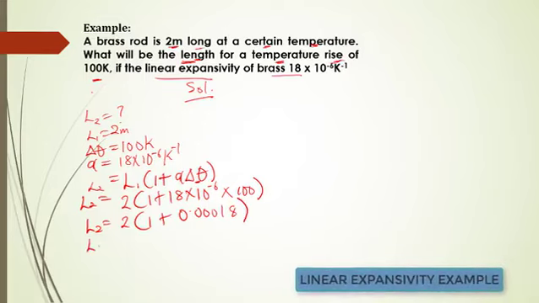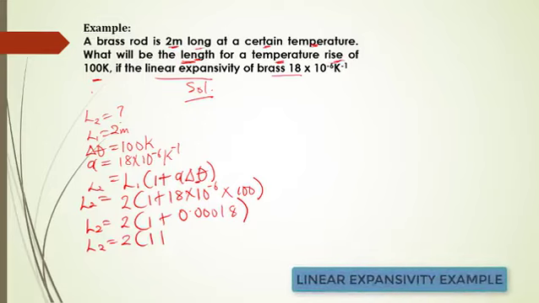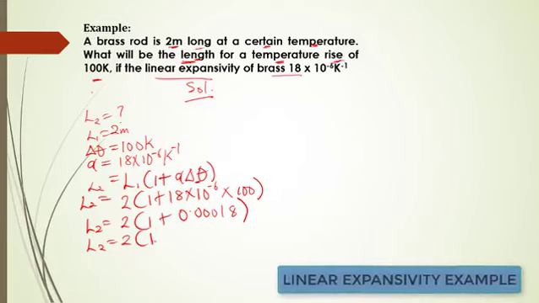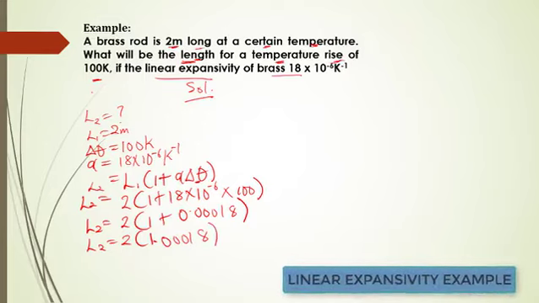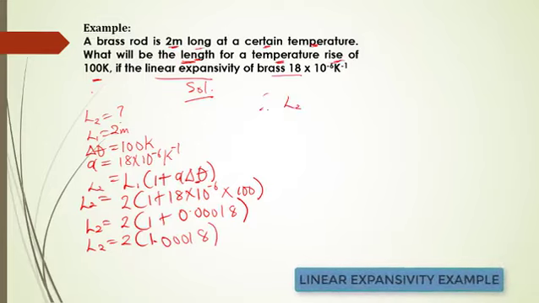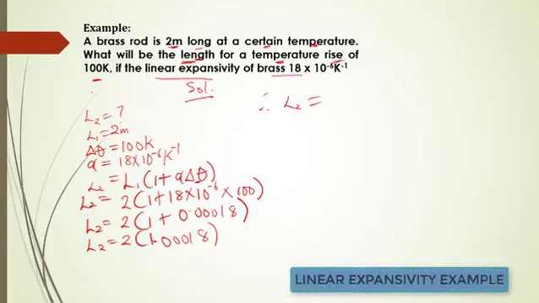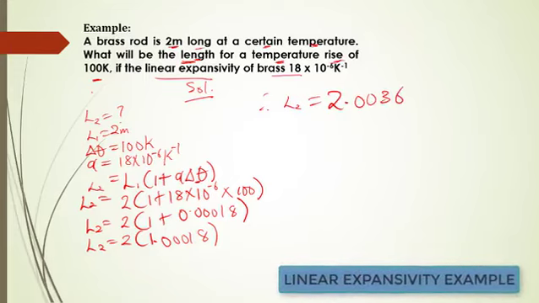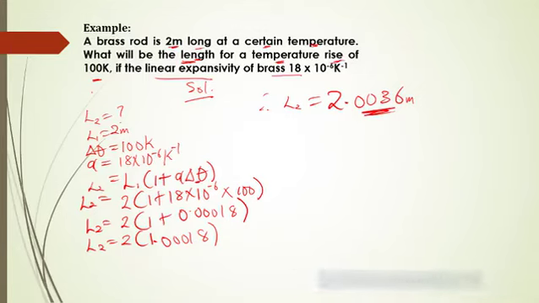0.00018. So all we just have to do to find our L2 is going to become 2 bracket 1 plus everything here. Everything inside the bracket, when you add 1 to it, is inadvertently going to become 1.00018 because 1 plus 0 is 1. And then our final answer, which is L2, we say L2 therefore is equal to 2 times everything inside this bracket. Of course, 2 times 1 is 2, 2.0036 meters. And that's what our final answer is going to be.